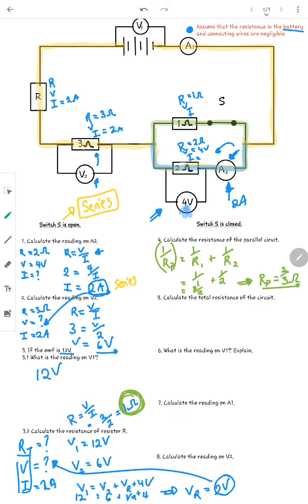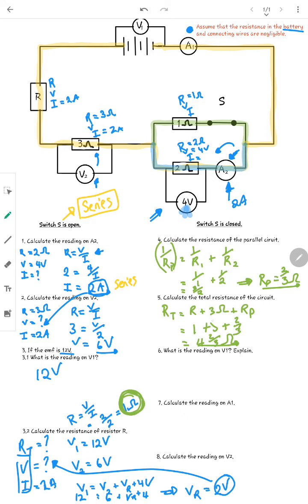It does not change. So calculating the total resistance, my total resistance is going to be my resistance of resistor R plus my 3 ohms plus my resistance from my parallel circuit. So this is 1 plus 3 plus 2 over 3, and that's going to give me 4 and 2 over 3. I'm using fractions. You don't have to. You can put it in decimal, but there's nothing wrong with fractions either. Both are obviously correct.